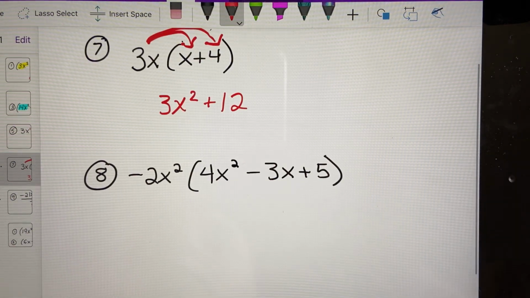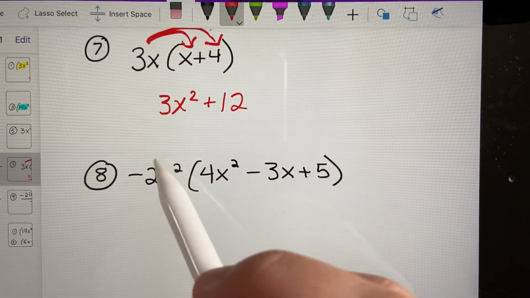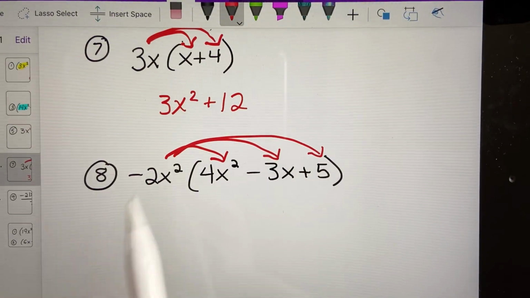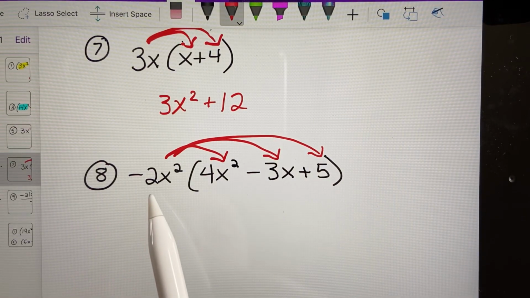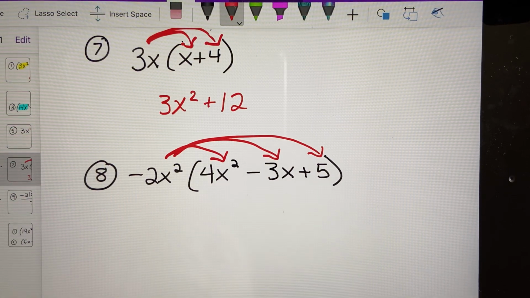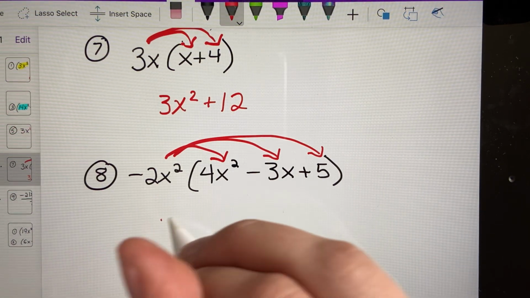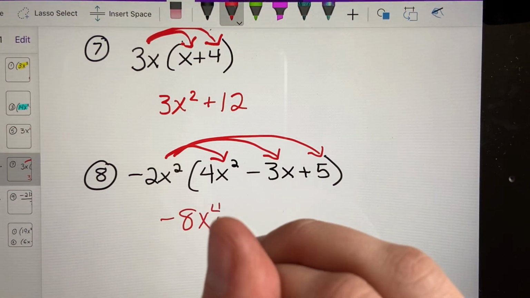And then for the next one, we have 3 terms inside the parentheses, so that means we have to multiply 3 times. Negative 2x squared times 4x squared. Remember to think about those laws of exponents. We're going to add those exponents together. Multiply the big numbers, add the exponents. So that makes this negative 8x to the fourth.